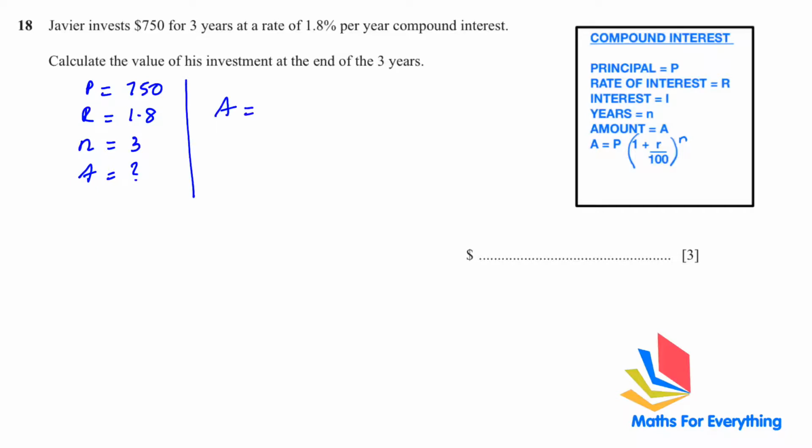So amount is equal to principal, which is 750 bracket 1 plus 1.8 over 100 to the power of 3. Put this in the calculator and you will get 791.23. So that is his total value of the investment after 3 years.